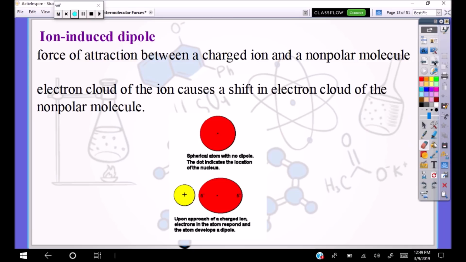This one you probably won't see as much. This is an ion-induced dipole. So if an ion gets near a nonpolar molecule, it'll cause some slight distortion, but it's relatively minor in the grand scheme of things.